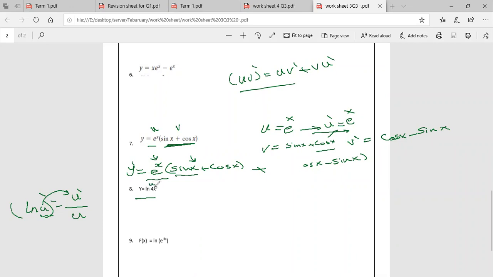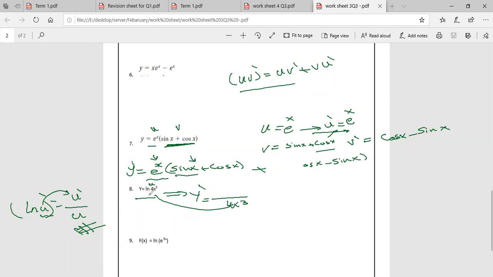Clear or not clear? Who will help me? I just apply this rule. What is the u? That is u. I write u in the denominator as it is, 4x cubed. But in the numerator, I write the derivative of the denominator, or the derivative of the input of ln.